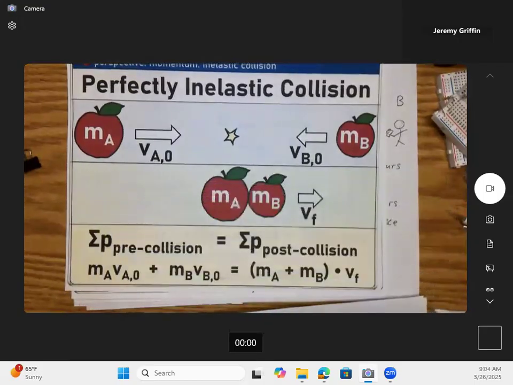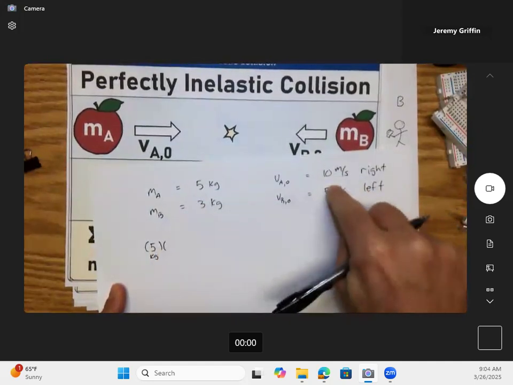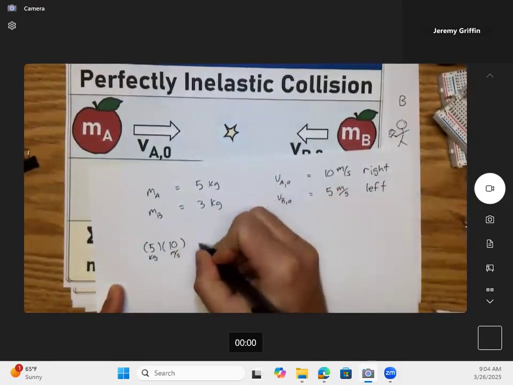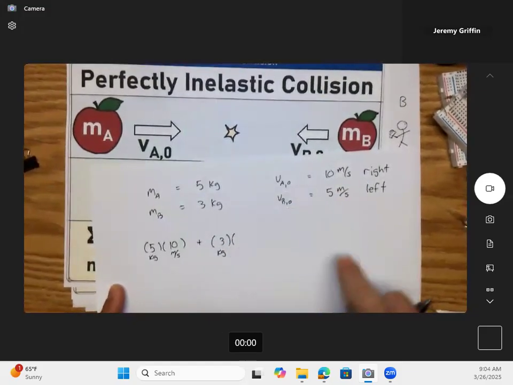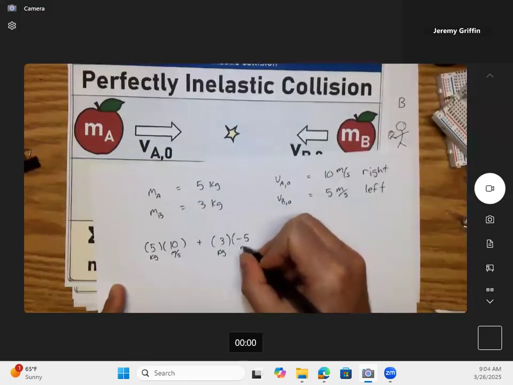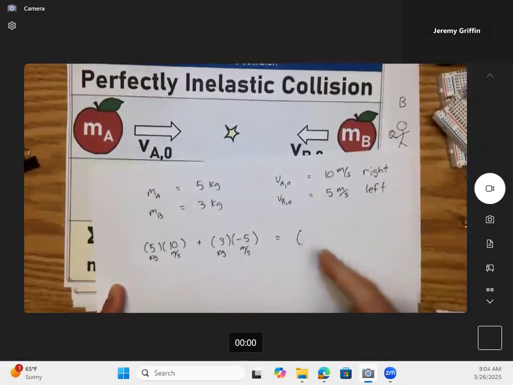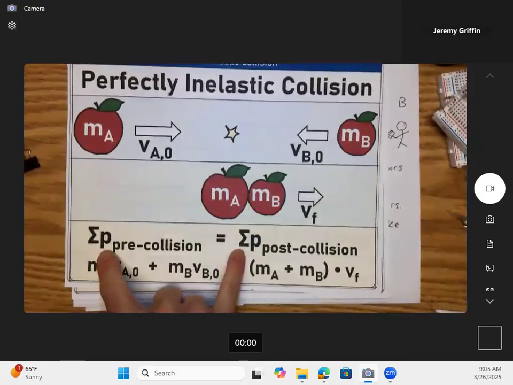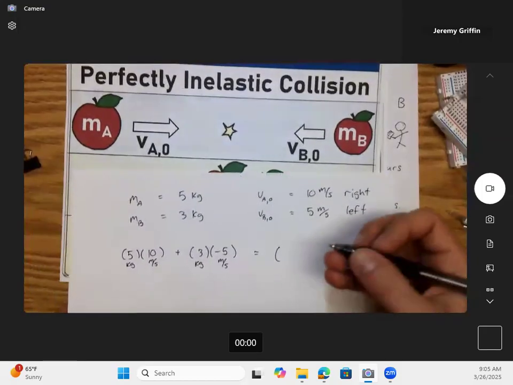So let's just pop some numbers in. You got m_A v_A naught. So that's 5 kilograms at 10 meters per second to the right. I'll call right positive. And then plus, they got 3 kilograms moving at 5 meters per second to the left. Should I call that negative 5 meters per second? And then after collision, if this was a free response question, I would definitely write this step. I write sum of P before equals sum of P after. That might be a point itself.